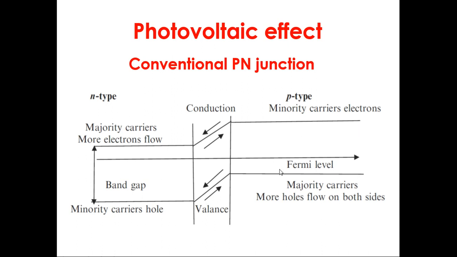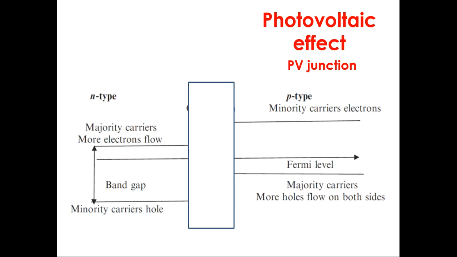So this is the typical situation when there is no sunlight. At that time the Fermi level remains the same for the cell as a whole, because this p and n type material is already available in the cell. The p type behaves obviously as a p type material, so more holes flow on one side, and over here more electrons flow.